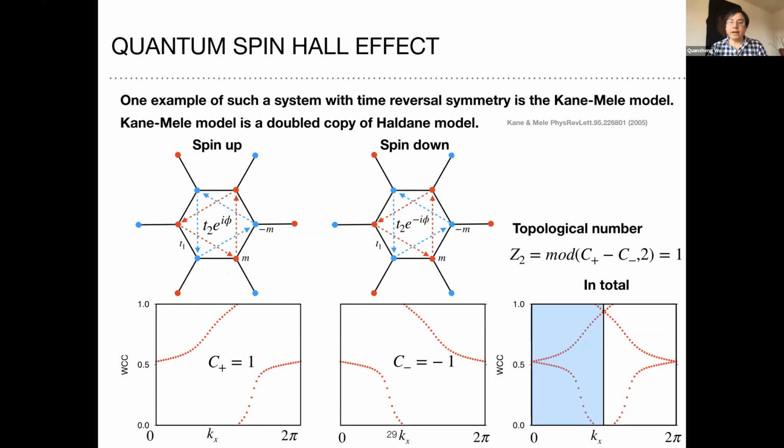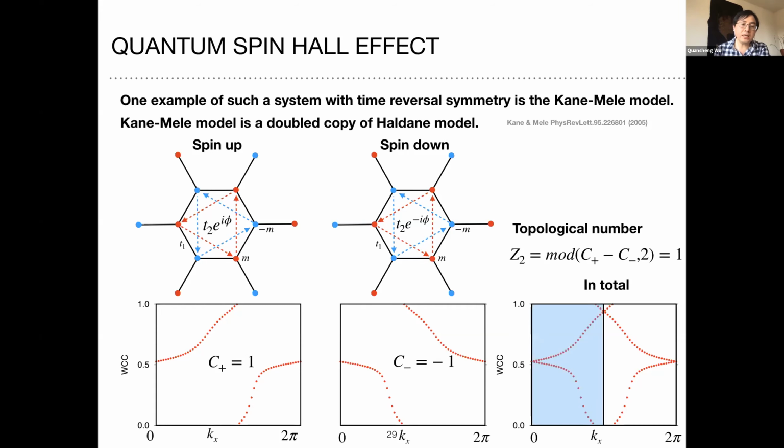Okay. So in 2005, Kane and Mele extended the Haldane model. They just double copied the Haldane model. In the Haldane model, it's spinless. So they take a spin up Haldane model like this, and spin down is the time reversal image of the spin up. So it means that here the flux is phi, and here it is minus phi.